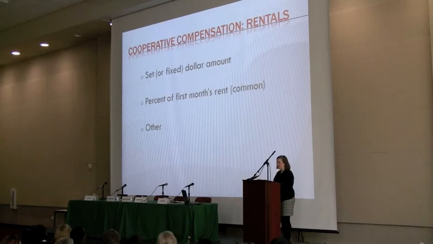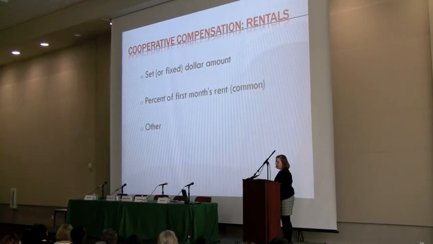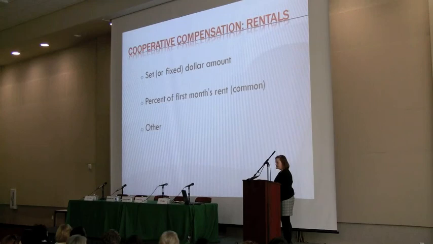And now for rental listings, cooperative compensation often appears as a set or a fixed dollar amount. That's typically what we see. We often see compensation expressed as a percent of the first month's rent. That's common. And then there are other things that we've seen in there as well.